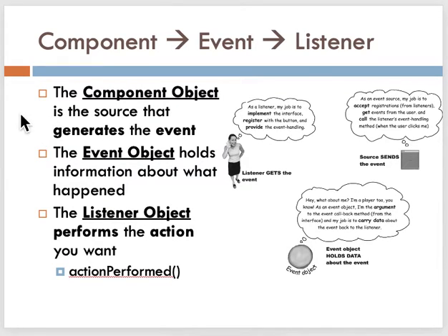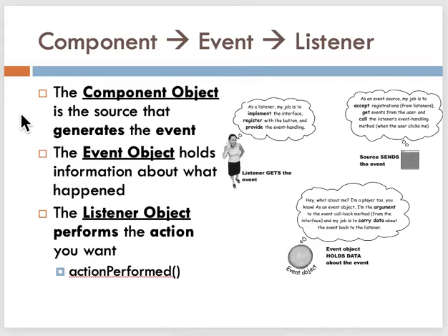So the basic idea is that the component object is the source that generates the event. So this is like the button or the text box or the keyboard key that you might have. And the event object holds the information about what happened and is sent as an argument to the listener's method. And the listener object performs the action. And when it performs it, it gets the event object as an argument. So it has all the data and the information encapsulated within that event object and can utilize that.